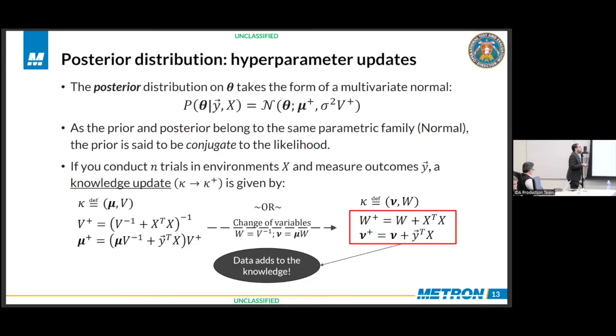Okay, looks a little ugly, but if we do a change of variables, letting w equal the inverse of v and nu equal to mu times w, then it looks a lot more simply written over here, where the new hyperparameter for w is equal to the old one plus x transpose x, the covariance in the data you collected. And the new nu is equal to the old nu plus y transpose x. This illustrates that, with this conjugate prior structure, the data literally adds to your knowledge.